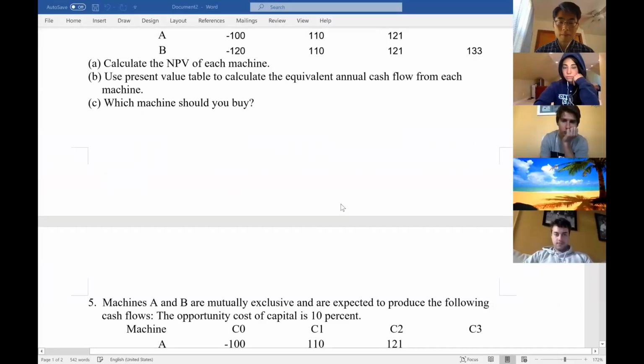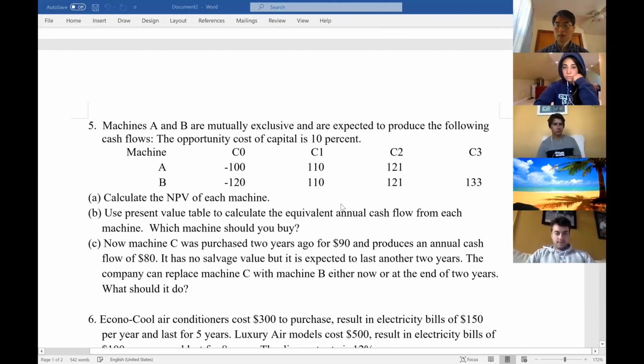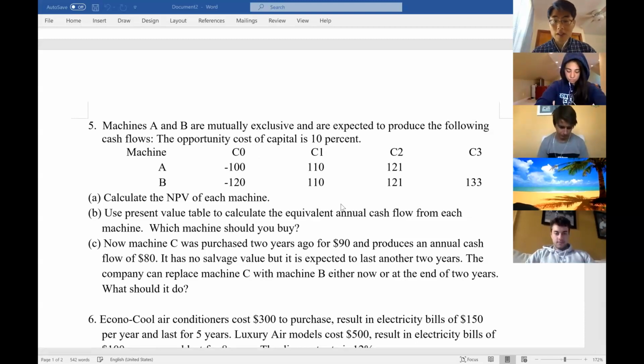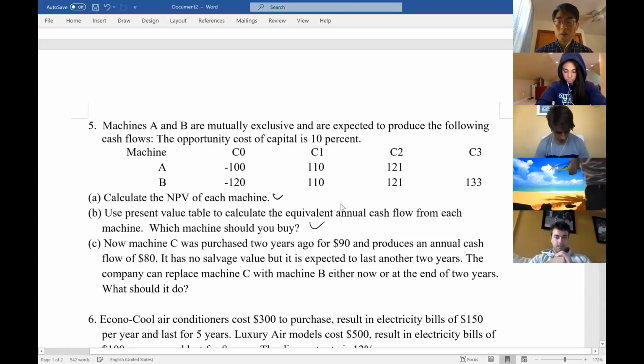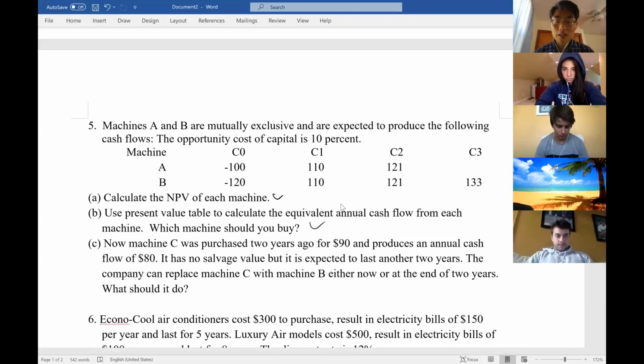Now, let me ask you this question. Was there any specific question in the problem set that you wanted me to go over? Five C, right? So let me show you what the 5C is. This is exactly the same problem that we just went over, right? So we calculated the net present value, we calculated the EAA to show that machine B is actually better, right? Then take a look at part C.